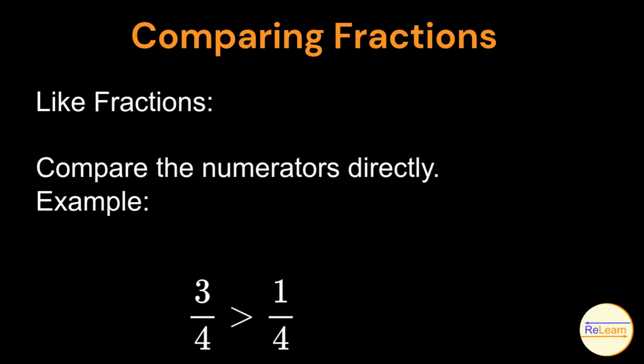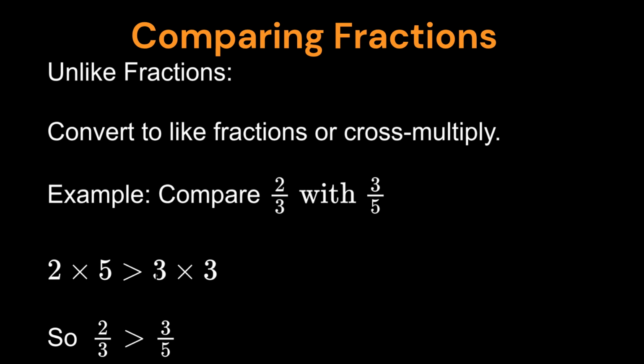Comparing fractions. To compare fractions. Like fractions, compare the numerators directly. Example, 3 upon 4 is greater than 1 upon 4. Unlike fractions, convert to like fractions or cross multiply. Example, compare 2 by 3 with 3 by 5. Cross multiply and compare. Here, 2 times 5 is greater than 3 times 3. So 2 by 3 is greater than 3 by 5.